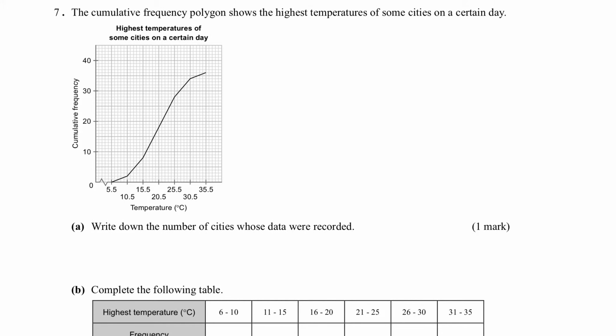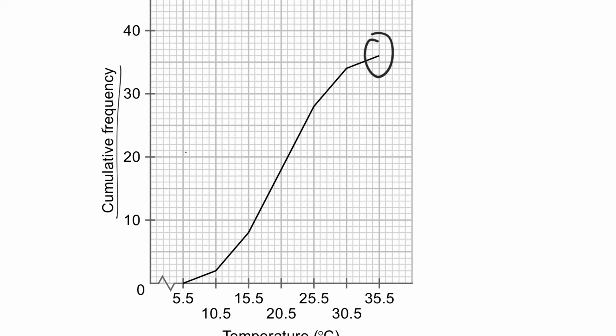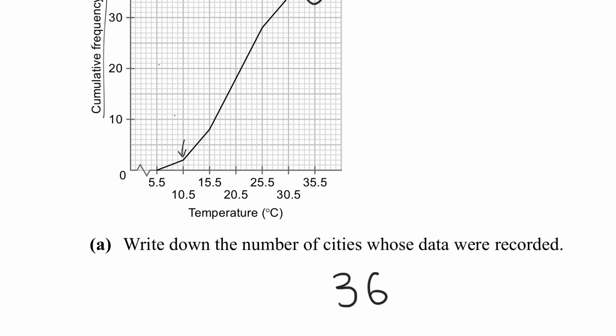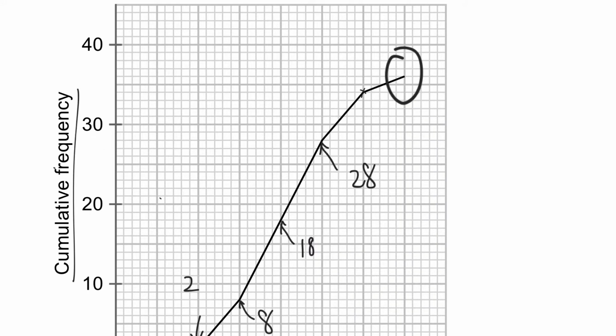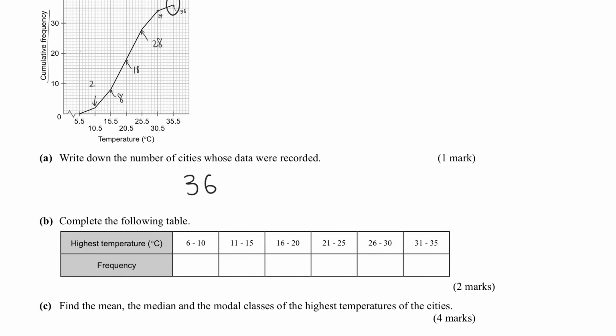And then you have to write down the number of cities. So you just have to look at this one, then the total will be what fits in. Okay, well, this one is a cumulative frequency. That is why when you look at this one, 2, and then this one is 8, and then this one will be 18, and this one will be 28. Okay, and then this one will be 34, this one will be 36. So when you compare this table, you just have to do the subtraction from the previous one.